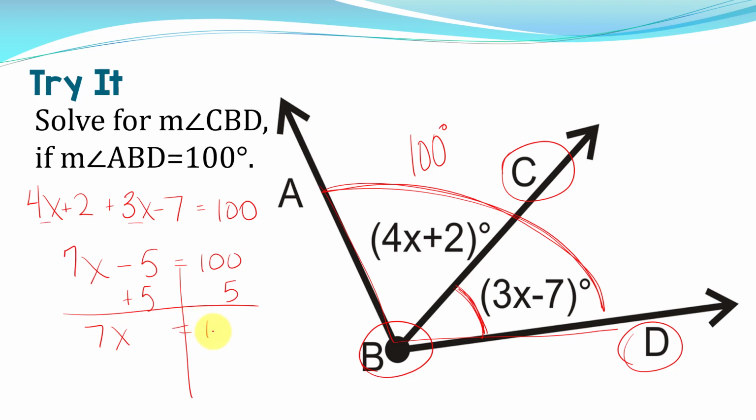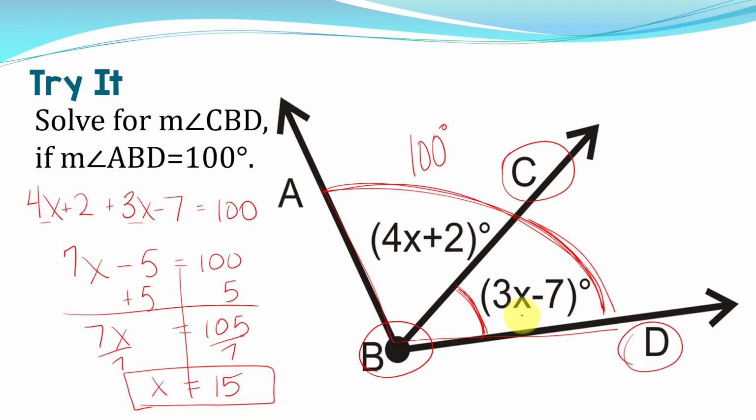7x equals 105. Last step, divide each side by 7. x equals 105 divided by 7, which is 15. Now, you might be tempted to think you're done here because you solved for x, but this is going to happen over and over again in geometry: you solved for x, but it's asking for the measure of angle CBD. That's this measure here.